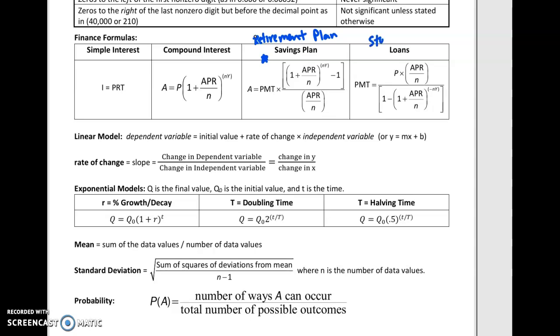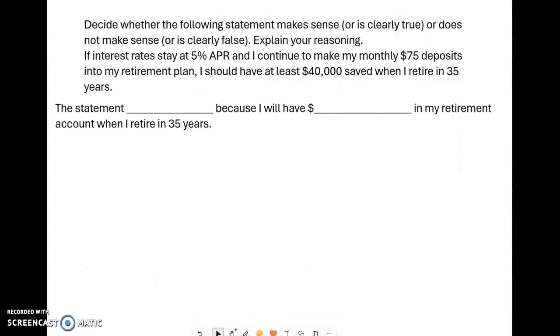Loan formula, this is for student loans, mortgages. So in this one, you're finding what is the payment. Typically here we're looking for the monthly payment for a student loan or mortgage, credit cards. So the one I want to use in this case is for the retirement plan, is a savings plan. So I'm going to copy this formula down on my whiteboard.